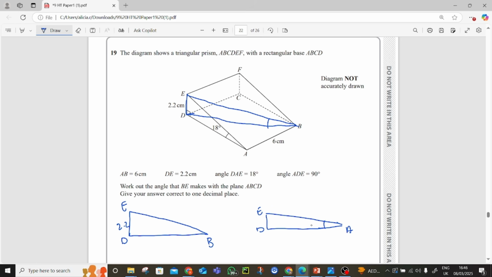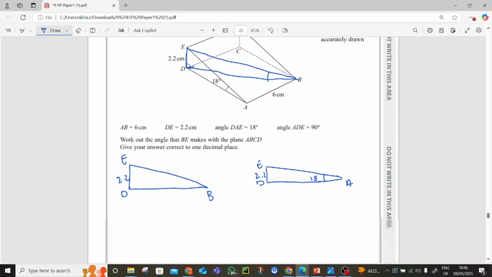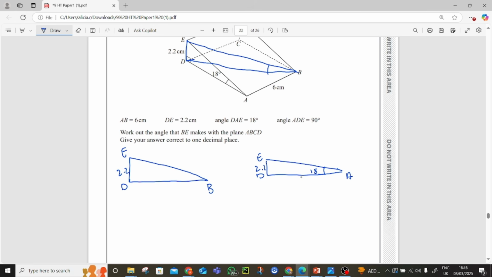I know that this is 18, that's drawn in on the diagram, and I also know that this is 2.2. So we can actually work out the base DA, and to do that I'm going to use SOHCAHTOA. So this is a right angle triangle, the hypotenuse is over here EA, the adjacent next to the 18 is down here A, and then I have the opposite over here. So let's write out SOHCAHTOA. So I'm looking for the adjacent and I have the opposite. So I'm going to use this one here.